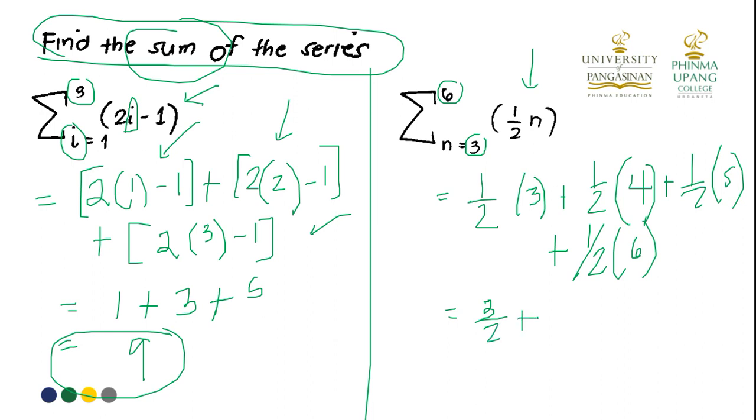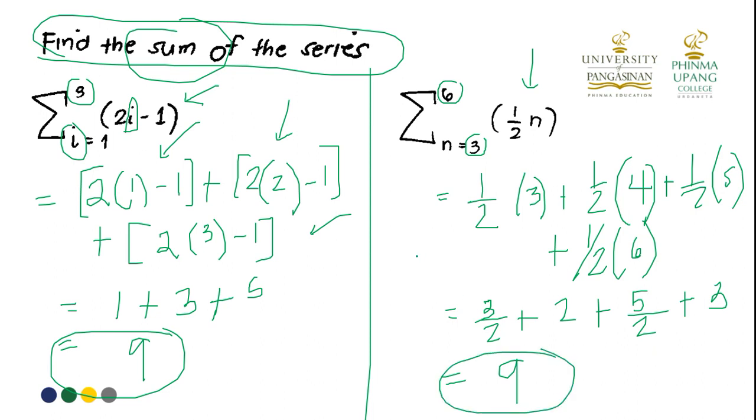Very good. Plus, what is 1 half of 4? 2. What is 1 half of 5? 2.5. Can you give me a fraction? 5 over 2. What is 1 half of 6? 3. And now, what is the sum? 9. It's 9. Did you get it?